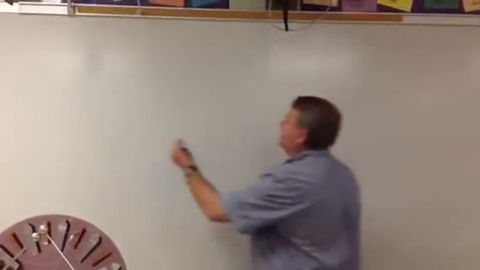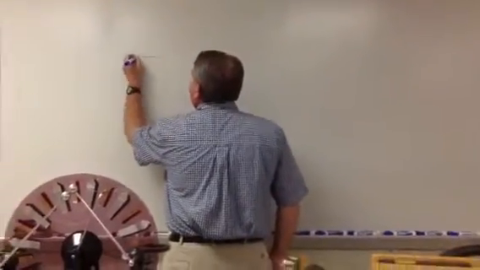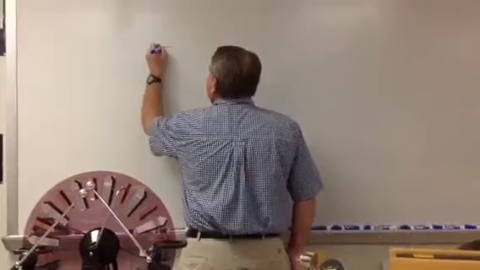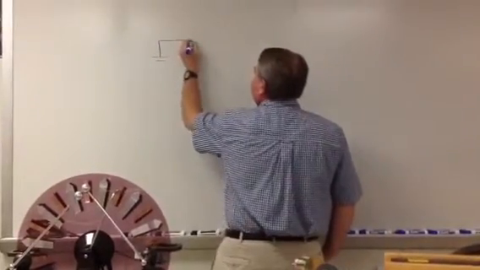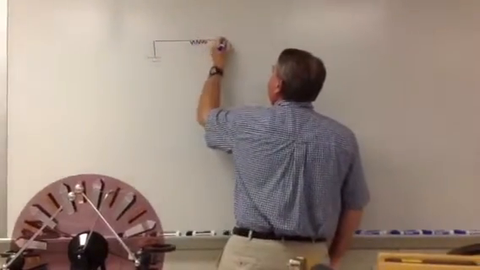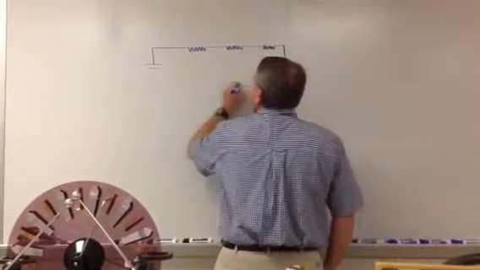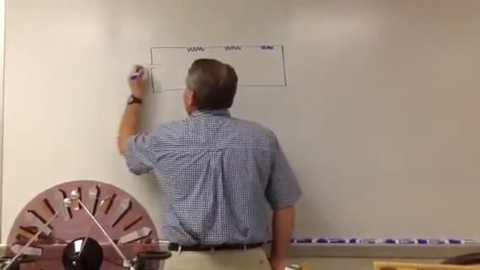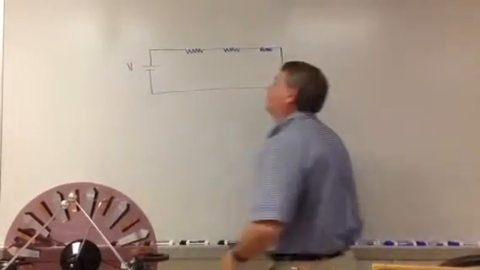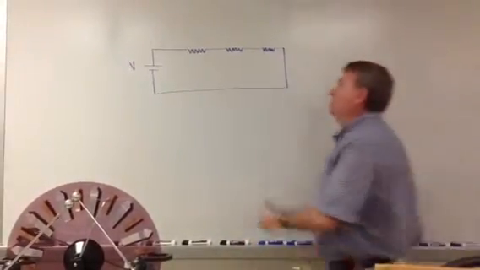Here we go. Now, let's look at the simplest type of circuit that we can draw. This is going to be a series circuit. We're going to have a voltage source, and I'm going to put 3 resistors in the circuit. And we're going to label this V for the potential difference, the battery, the voltage source.